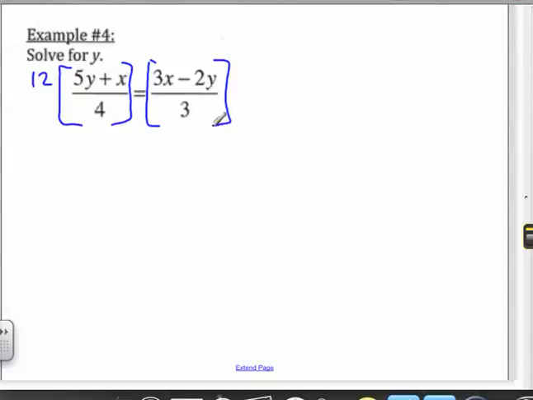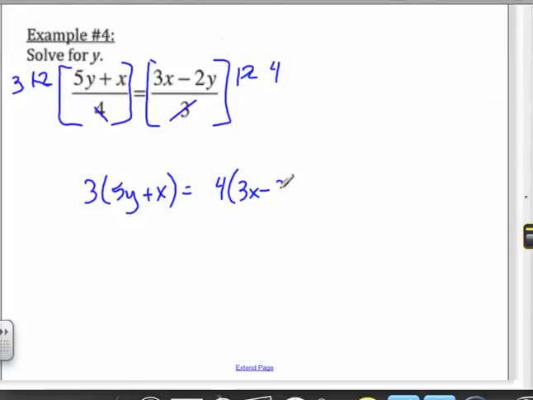But watch something here, Dave. Do you see that this is actually cross-multiplying? The 3 shows up times 5y plus x. And then when I multiply this side by 12, it cancels, and I'm multiplying this side by 4. Do you see that even though I'm multiplying by a common denominator, I'm in effect cross-multiplying? All right, so this equals 4 times 3x minus 2y. Let's go ahead and distribute that. I'm going to get 15y plus 3x is equal to 12x minus 8y.